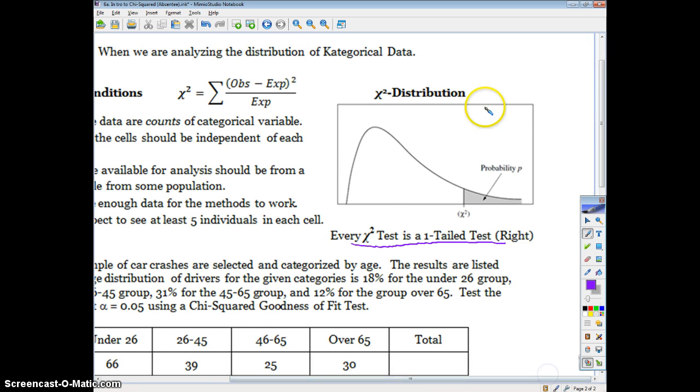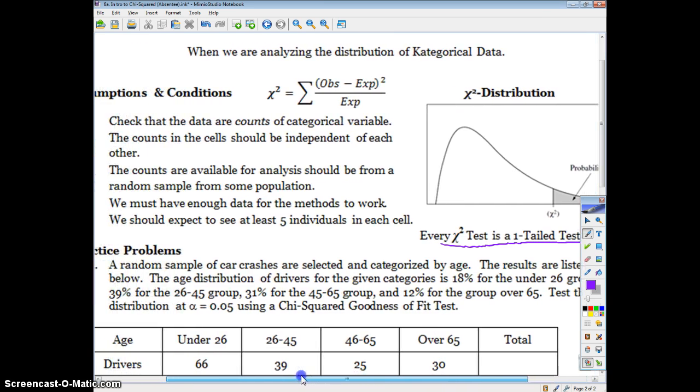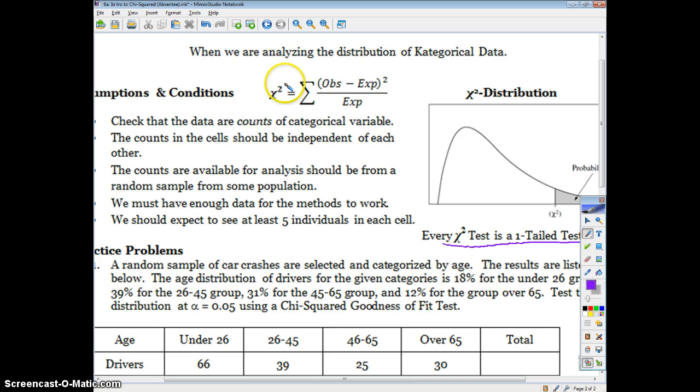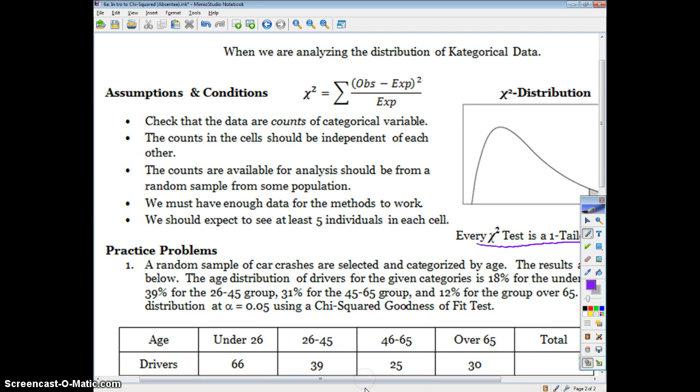This is what the actual distribution looks like. It is not a normal curve. It is not even a t distribution, which is similar to the normal curve. It looks like this. I believe Jaden in class called it a skewed distribution. Absolutely. Now, the formula for calculating your chi-squared statistic, we don't need to worry about, but here it is. Just remember, it's the observed minus the expected.